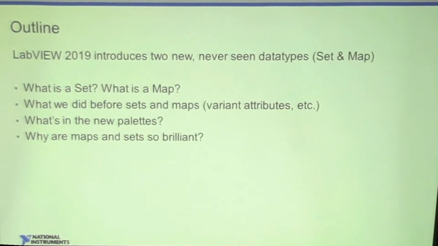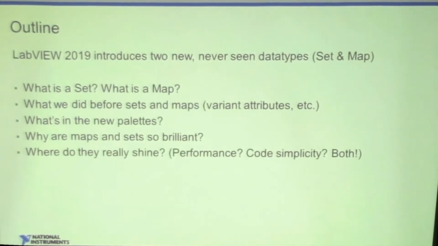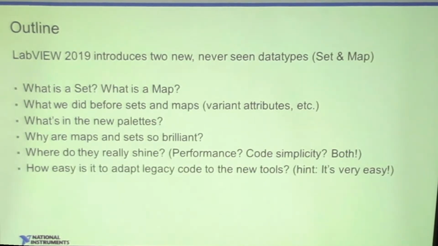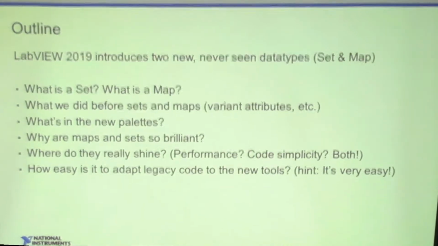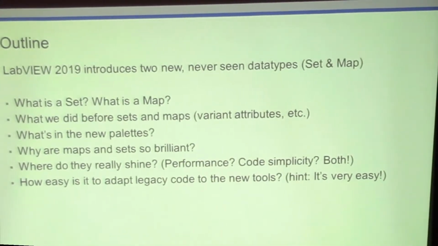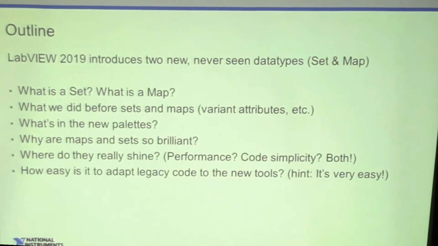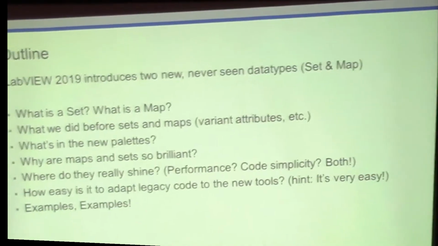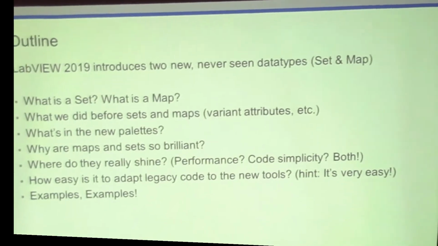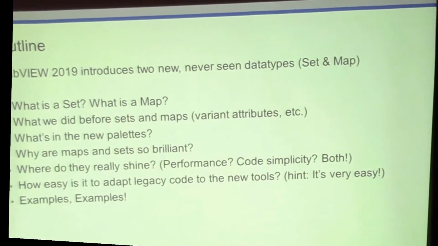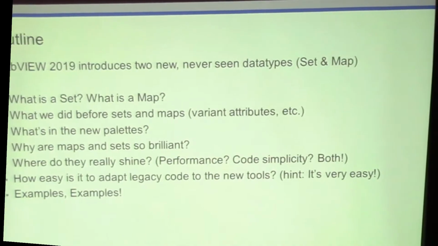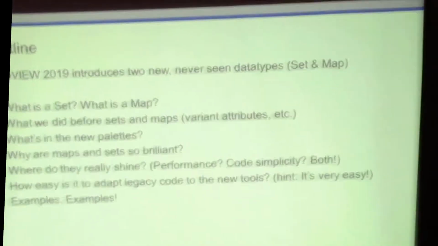and why are maps and sets so brilliant. They're really useful to simplify a lot of programming problems. And where do they really shine? Performance, code simplicity, both. And how easy is it to adapt legacy code if you have old code based on variant attributes? How easy is it to convert to sets and maps? Very easy. And we're going to show a lot of examples. We show performance, we show code alternatives, how we take old code and rewrite it in terms of sets and maps.